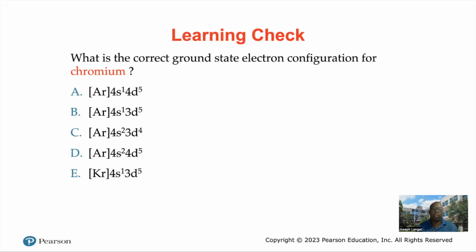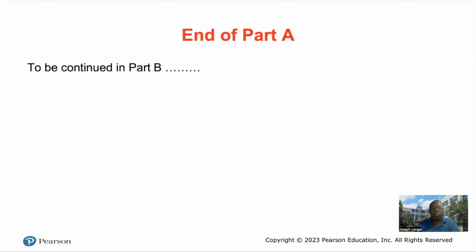For example, what is the correct ground state electron configuration for chromium? You need to recall the chemical name and chemical symbol of the element, because if you don't know the position, chromium is number 24. The correct answer is B. You need to know the chemical symbol. My periodic table in the exam will have only symbols, not the names. If you don't know, you'll just get stuck and won't be able to move forward.